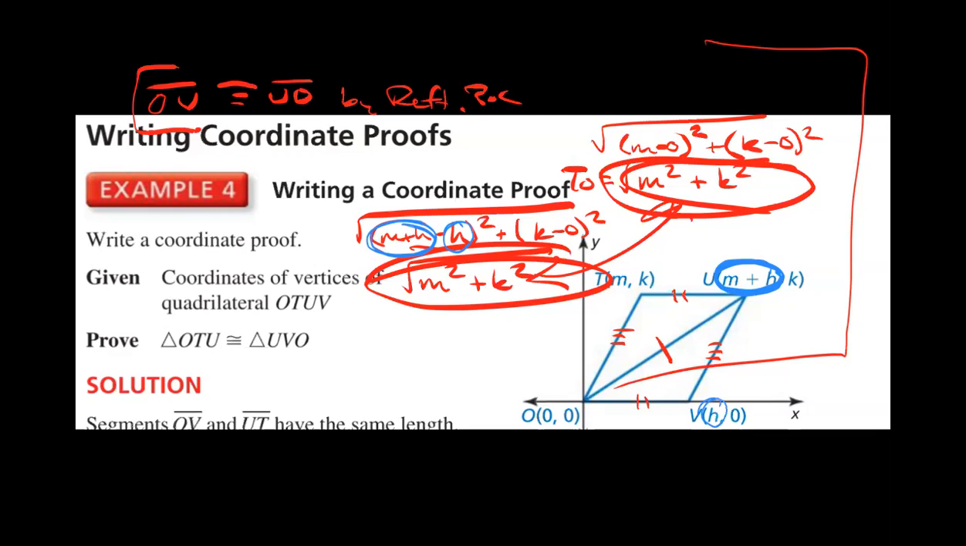Excuse me. Do we ever get like parallel sides? You could get parallel sides.